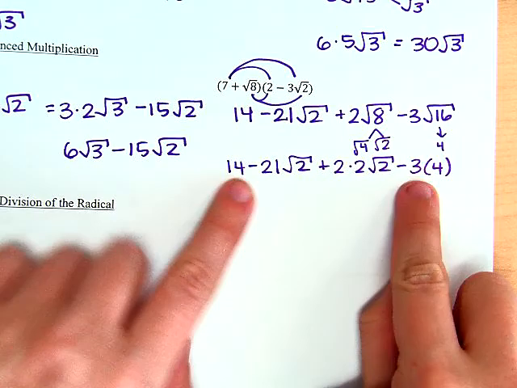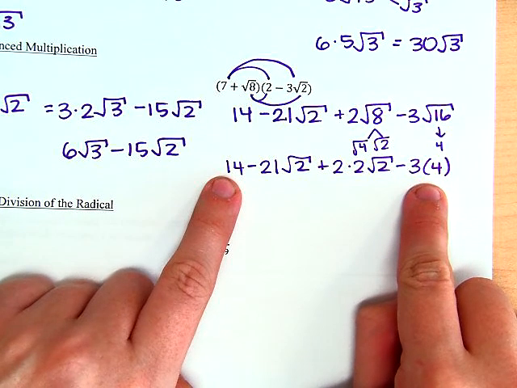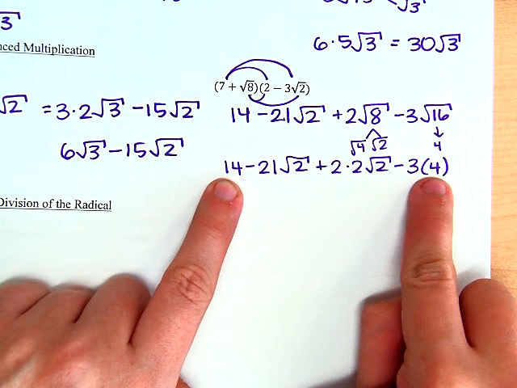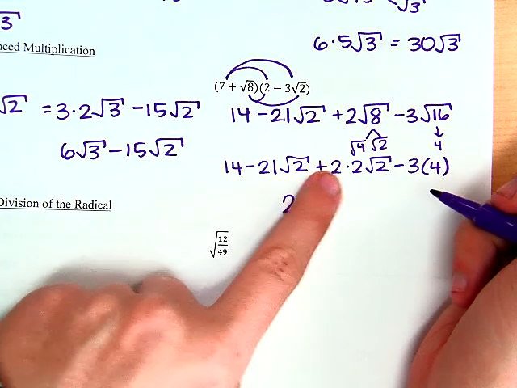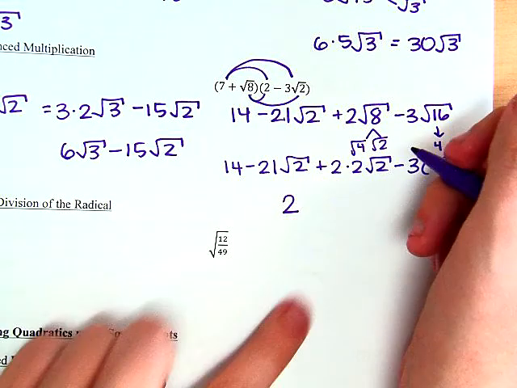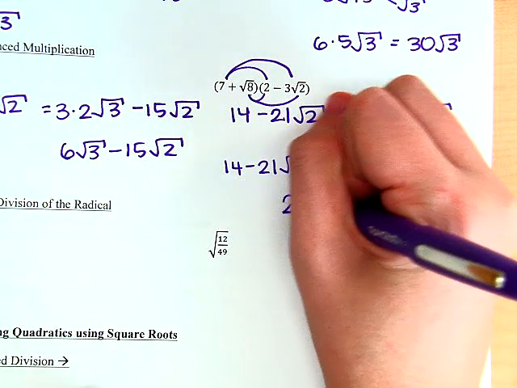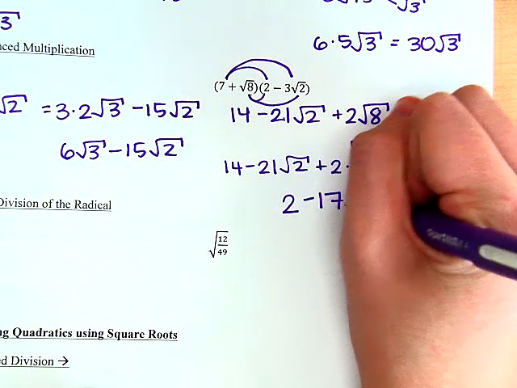So we got a couple things here. We got these that we can combine. 14 minus 12 gives me 2. Negative 21 root 2 plus 4 root 2 gives me negative 17 root 2.